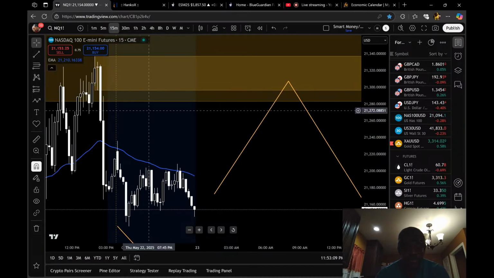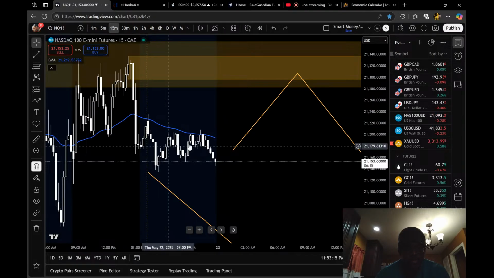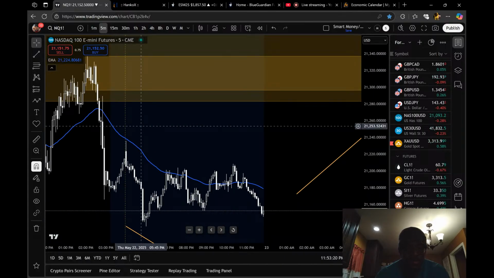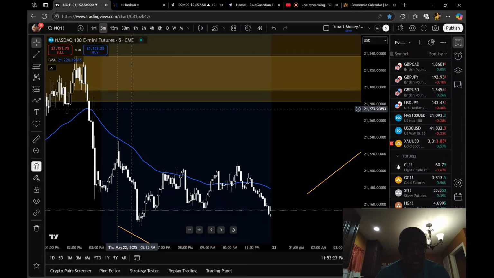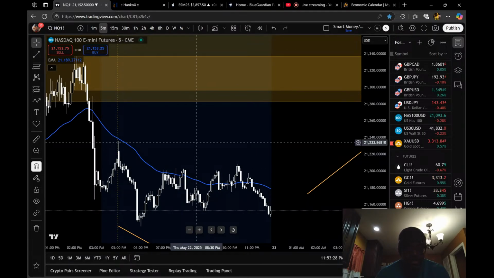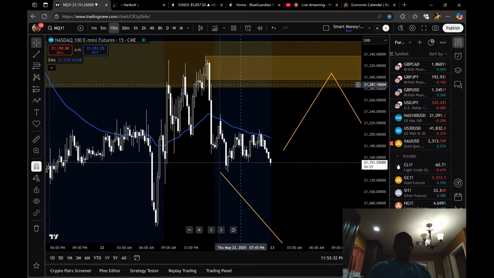15-minute. All right, we consolidating. 5. Let me see. See on the 5-minute, we tapped in right here. This tapped in. I still think on the higher time frame, I'm going to look for that higher time frame fair value gap, even if it tapped into this little small one right there.